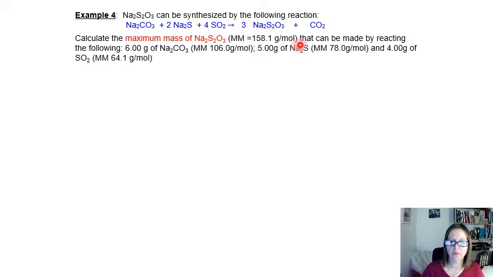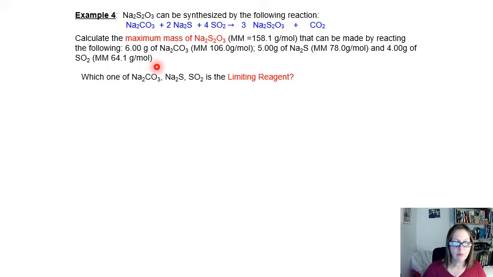Here it's the molar mass for sodium thiosulfate that can be made by reacting 6 grams of sodium carbonate, molar mass 106.0, 5 grams of sodium sulfide, molar mass 78.0, and 4 grams of sulfur dioxide, molar mass 64.1. So the first thing we have to figure out is which one of the 3 reagents is the limiting reagent.